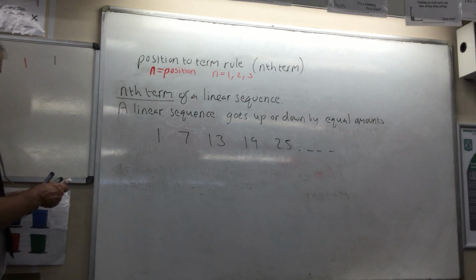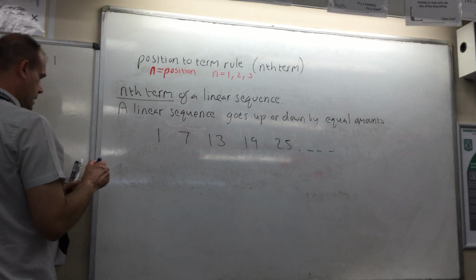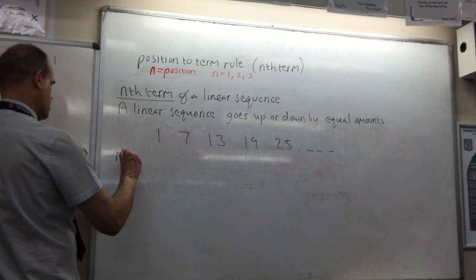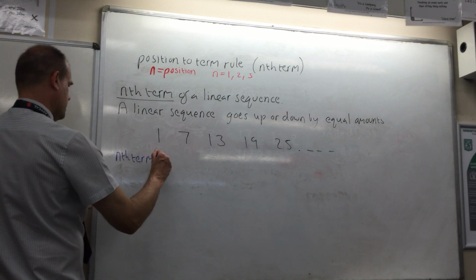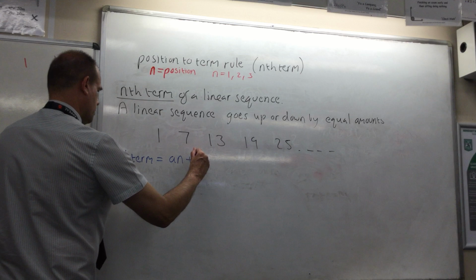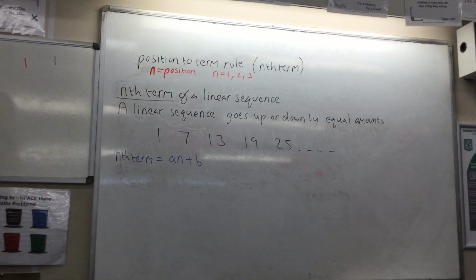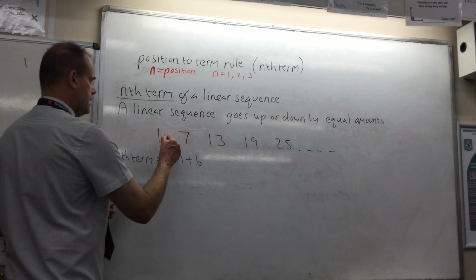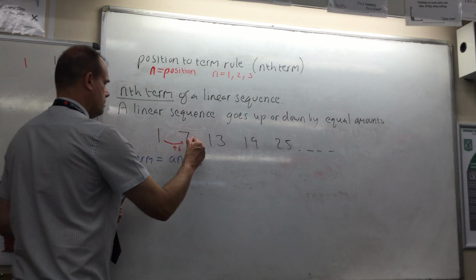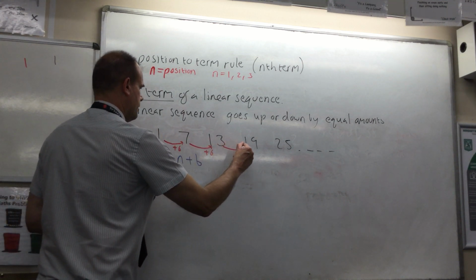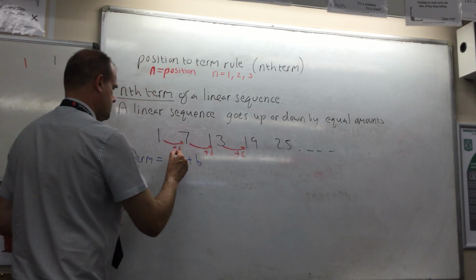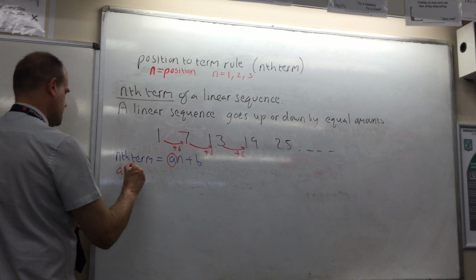I've already said to you that the nth term, or position to term formula, is going to be a lots of n plus b at the end. Now the a, as I said in my notes before, is what it goes up or down in. We can see it's going up in 6s, term to term. So a will be 6.